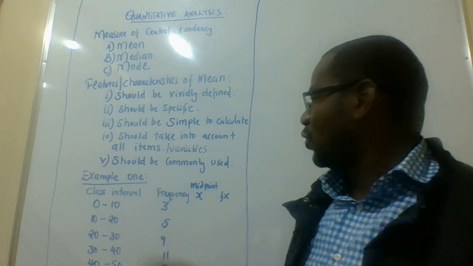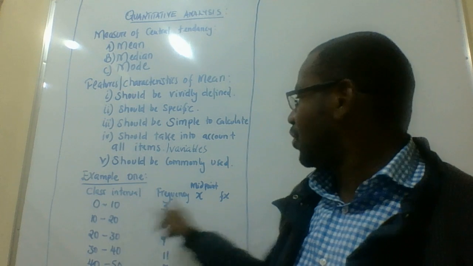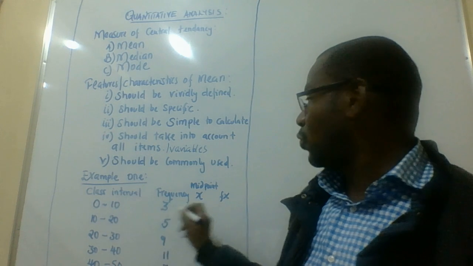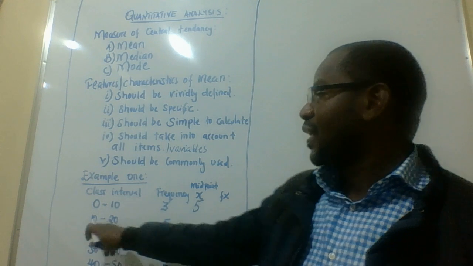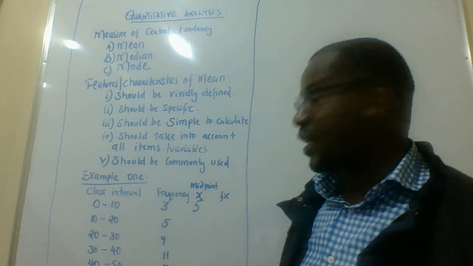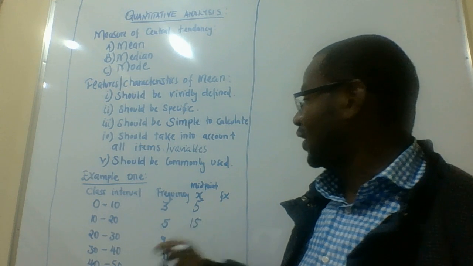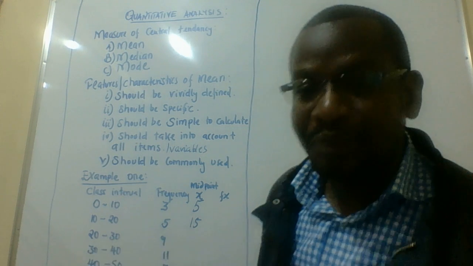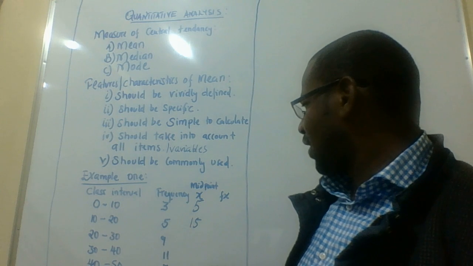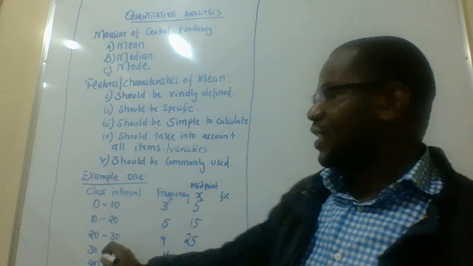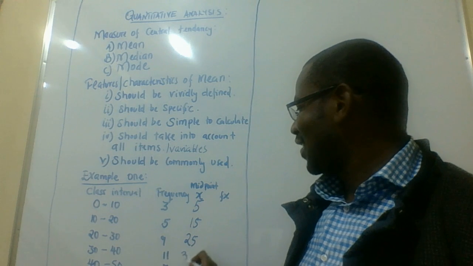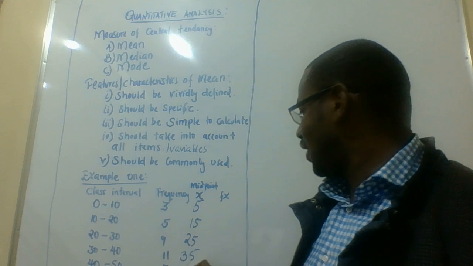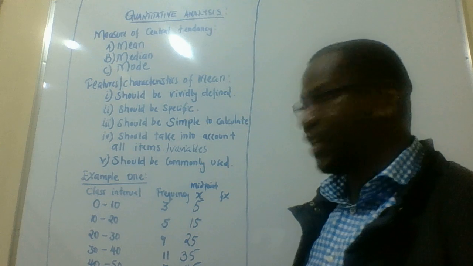So the first thing is for you to calculate the midpoint. Get the midpoint, whereby we are saying 0 plus 10 divided by 2, I'll have here 5. 10 plus 20 divided by 2, it is a matter of 15. Then we have 20 plus 30 divided by 2, which is 25. 70 divided by 2, 35. And lastly, 90 divided by 2, we have 45.